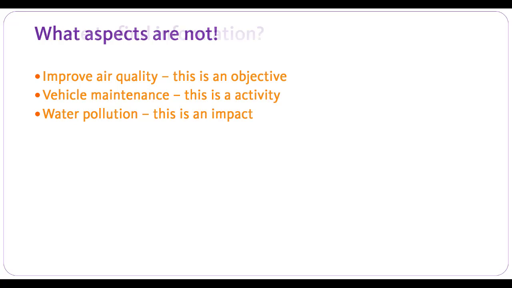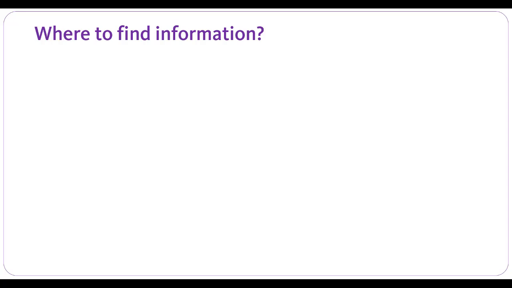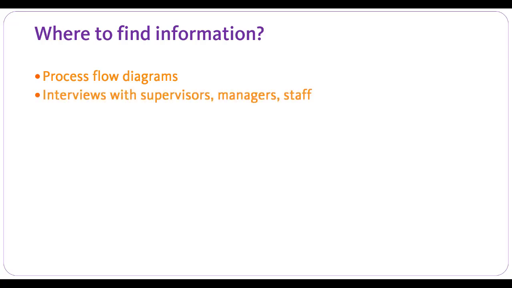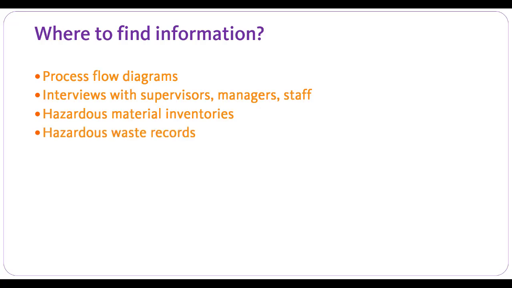So where do you find these aspects? How do you actually discover them? There's various processes you can go through. You can look up process flow diagrams, so you can maybe look through your manuals and see what processes you've got and the flows that they go through, and have a look and try and spot where those aspects are. You could interview your staff, your employees, your supervisors, your managers, and they will be able to advise you of the aspects that they're having to deal with. Certainly hazardous material inventories is a great source for aspects. Waste records, so when you're maybe recycling hazardous waste or disposing of hazardous waste, there'll be waste records, so you may want to capture those as well.